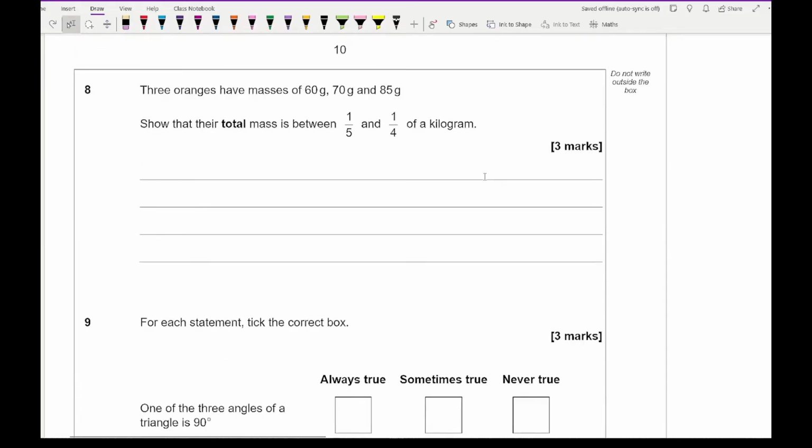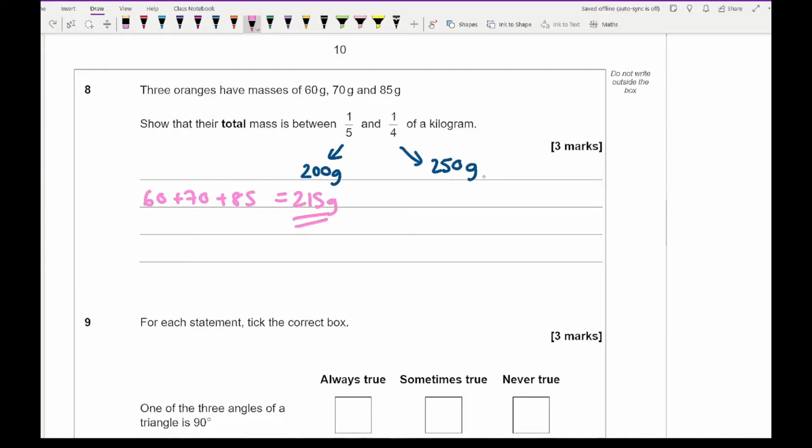Moving on to question 8, it says 3 oranges have masses of 60 grams, 70 grams and 85 grams. Show that their total mass is between 1/5 and 1/4 of a kilogram. Well, 1/5 of a kilogram is going to be 200 grams and 1/4 of a kilogram is 250 grams. So all I then need to do is add the amounts together, so 60 plus 70 plus 85, and type that into the calculator. That gives me 215 grams.